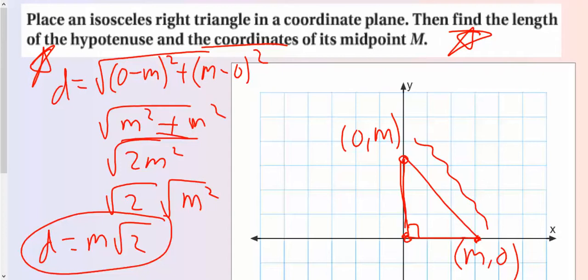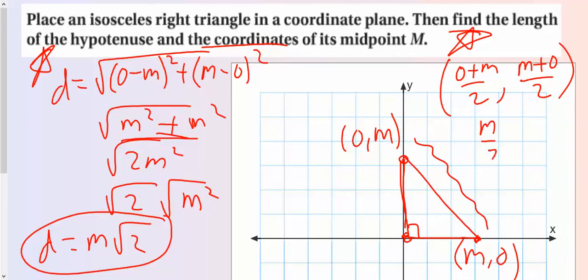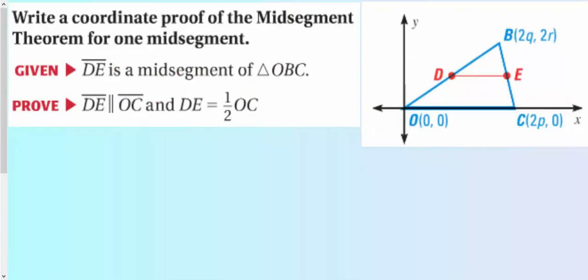All right, and then we need the midpoint. So the midpoint formula is x1 plus x2 divided by 2, so 0 plus m divided by 2, comma, y1 plus y2 divided by 2. You should have those formulas somewhere in your notebook. If you don't, rewrite those down. All right, so here's our midpoint right there. Half of m gives me the midpoint of that. This is going to be very helpful for coordinate proofs. So we're going to do this in class.